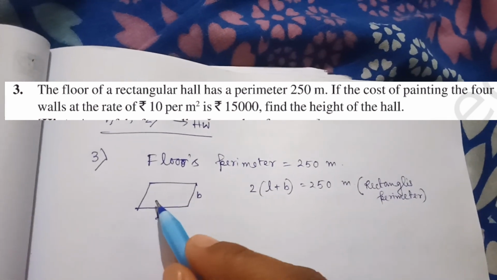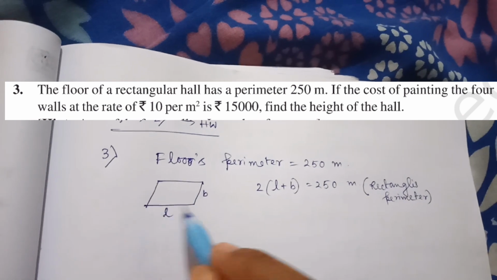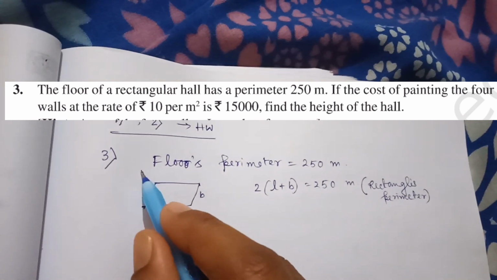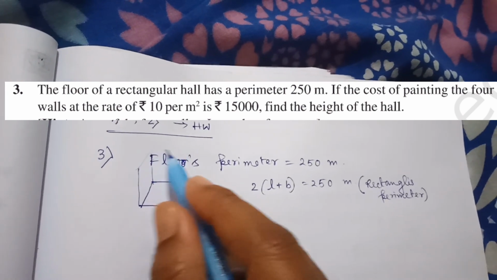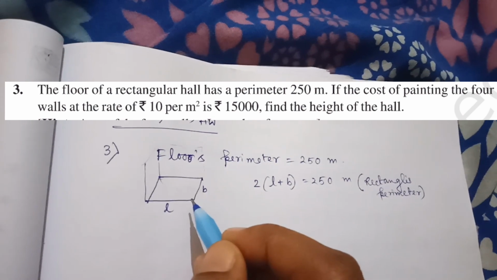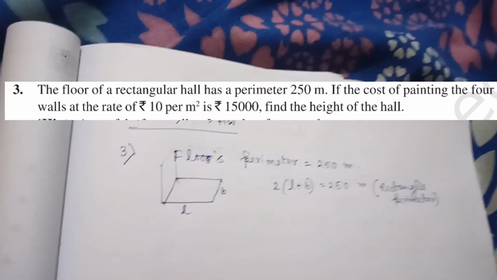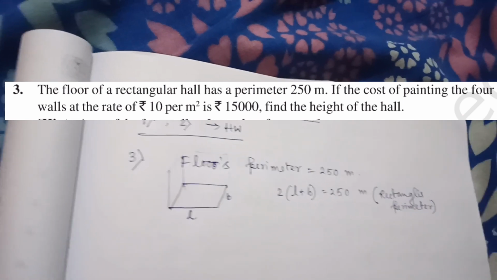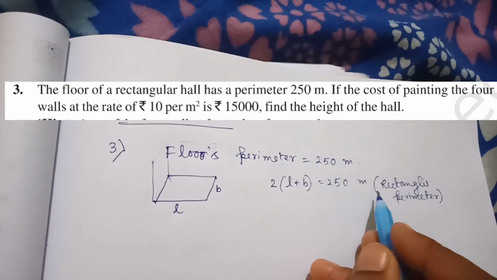Now you must be thinking that this is not looking like a rectangle, but if you complete the figure like this, you will get a parallelogram type of figure. That's why I have drawn it like this. So this is the floor, which is obviously a rectangle, and its perimeter is given as 2 into (L plus B) equals 250 meter.